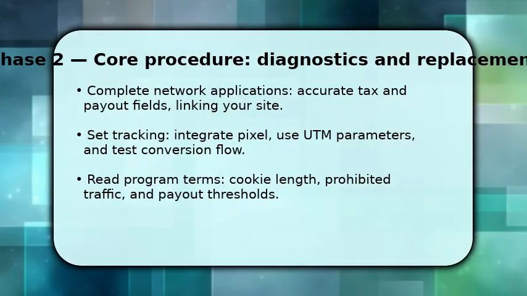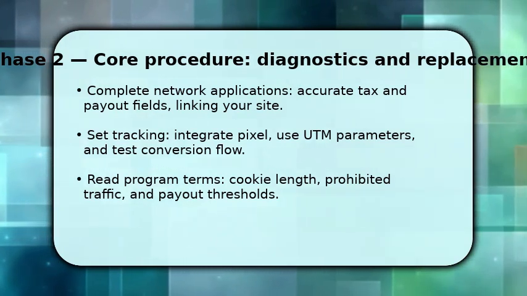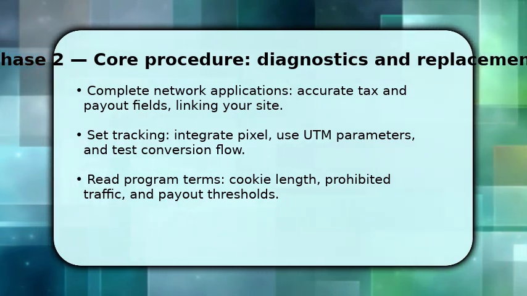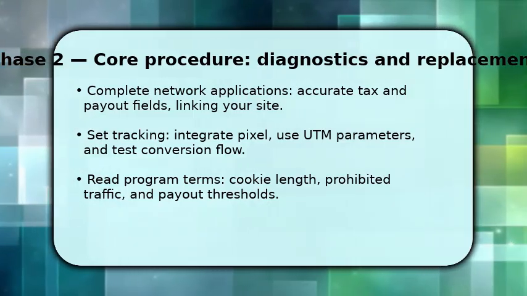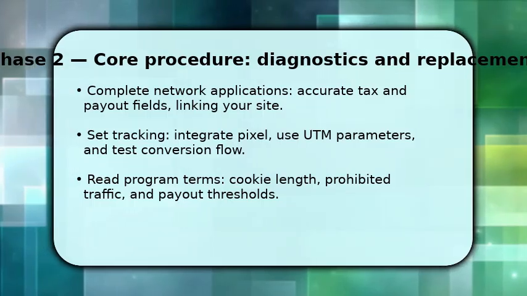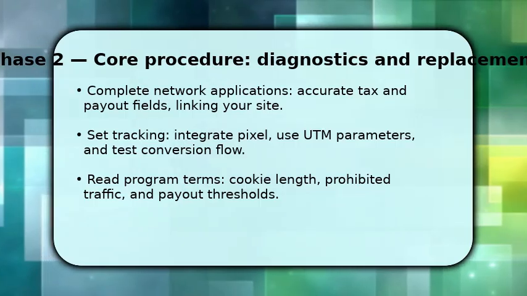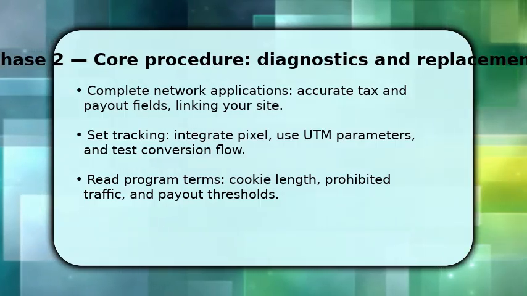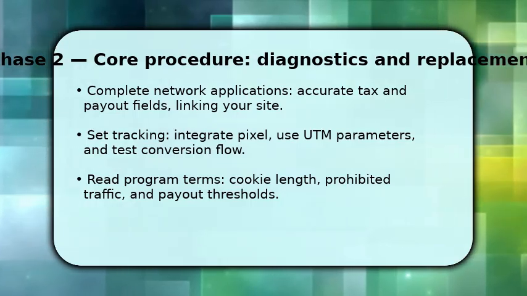steps. Next, apply to chosen affiliate networks and fill every form field accurately. Mistakes delay payments. Once accepted, integrate tracking, add the network pixel, set UTM parameters, and run test conversions to confirm attribution. Make sure to configure payout methods and minimum thresholds so funds reach you. Update tax forms like Form 1099 if required.